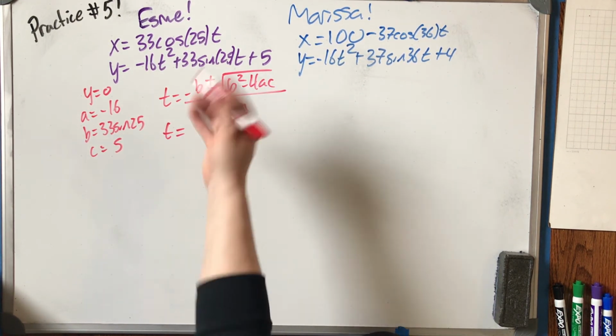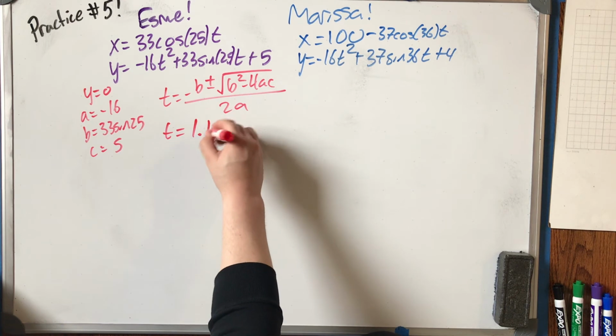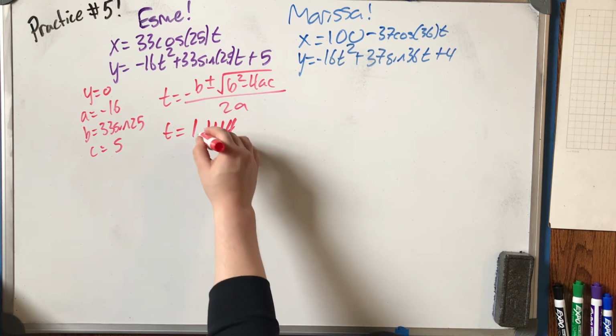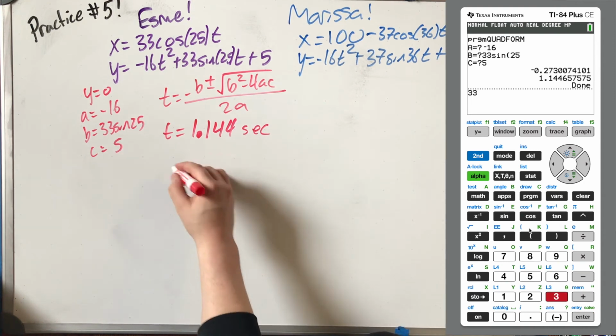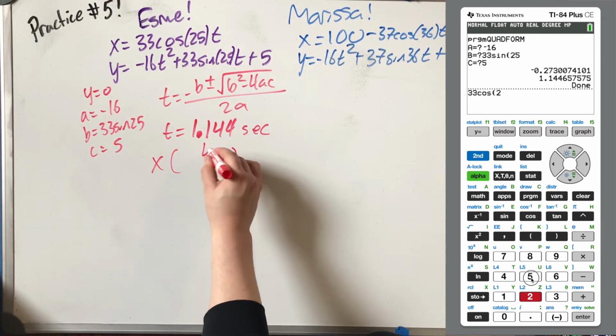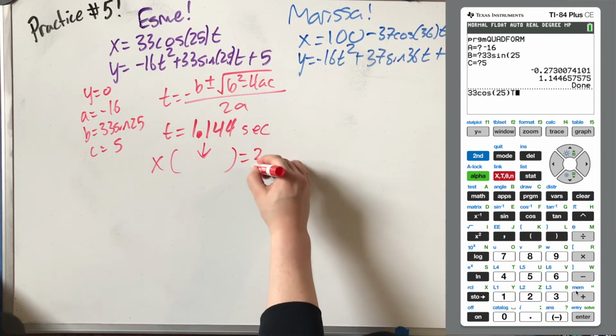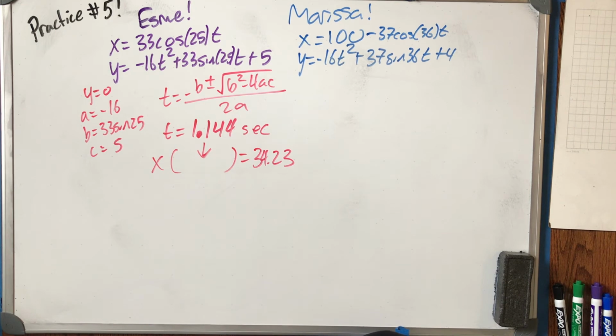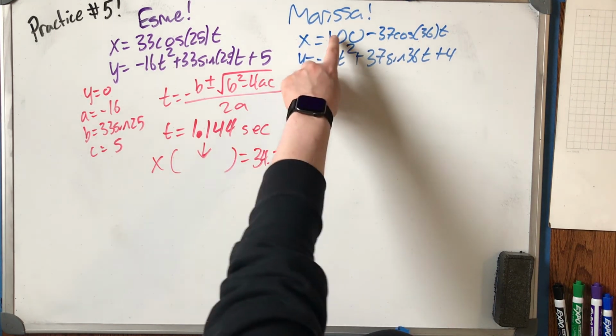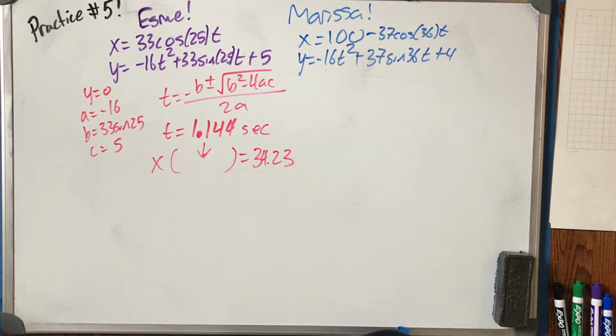So doing this in the calculator, you get, let's see, we don't care what the other number is, so I just take that one right there. That's in seconds. I'm going to store that, but just plug it immediately into the x equation. I'm going to get 34.23. So the answer is no. This is not going to actually make it to Marissa. Marissa's at 100 and Esme's Frisbee hit the ground at 34 feet. Too bad, Esme.